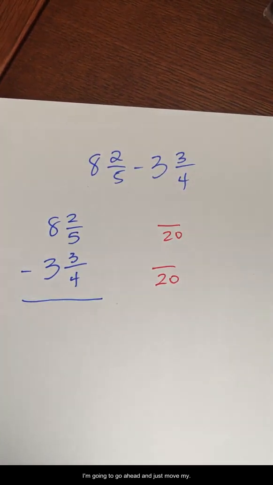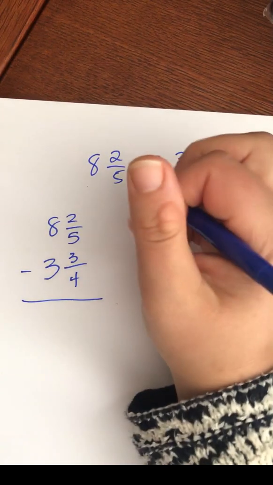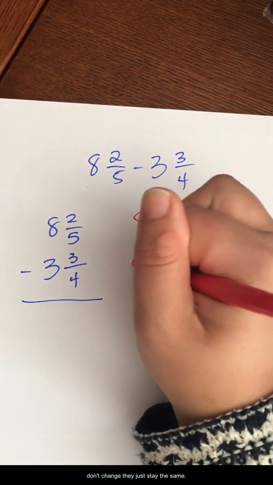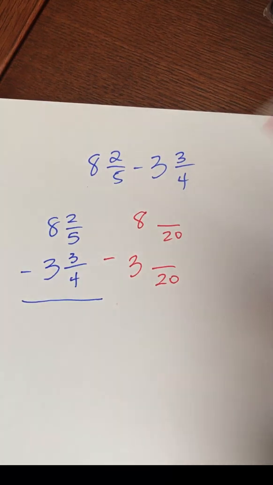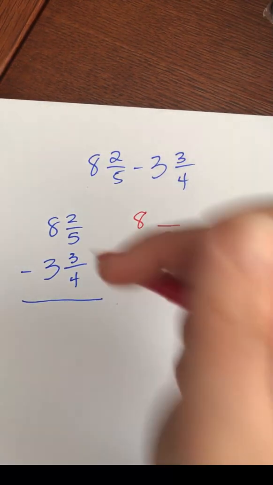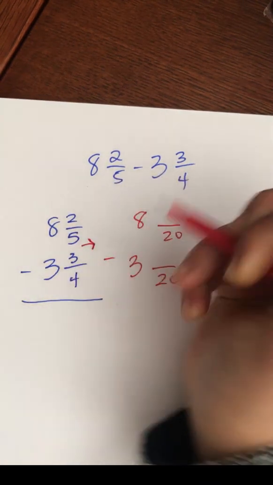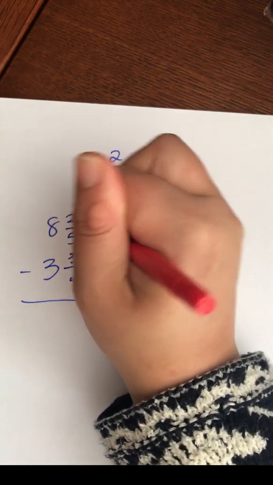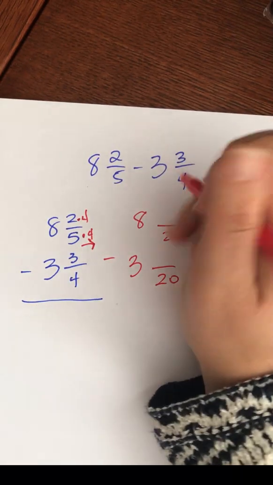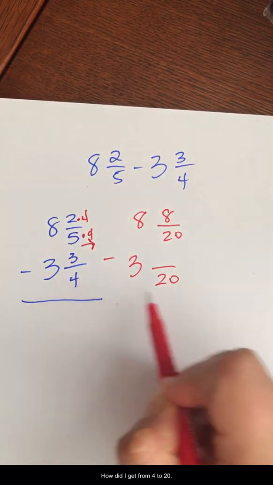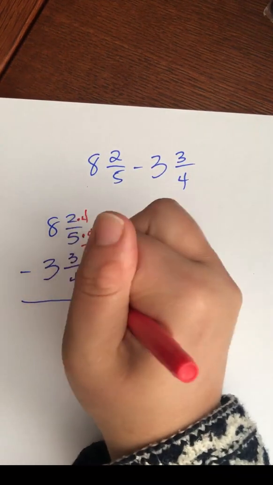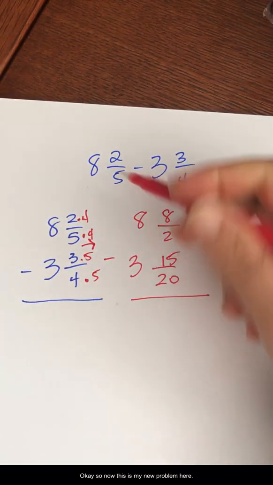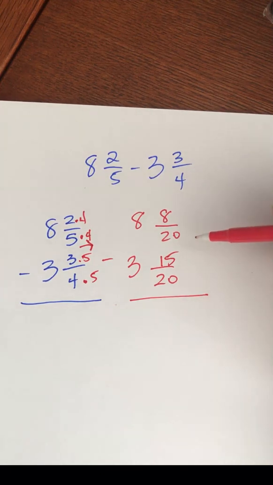I'm going to go ahead and just move my whole numbers over because they don't change. They just stay the same. Okay? And now I'm going to convert. So how did I get from 5 to 20? Well, I multiplied by 4. So my new numerator is 8. How did I get from 4 to 20? I multiplied by 5. So my new numerator is 15. Okay, so now this is my new problem here.